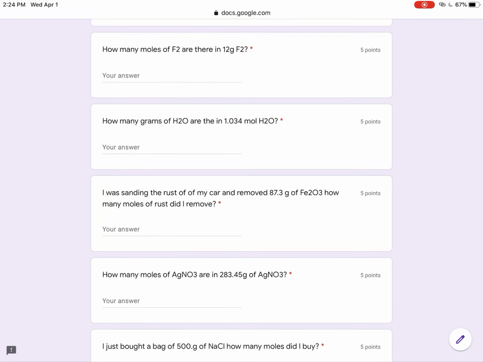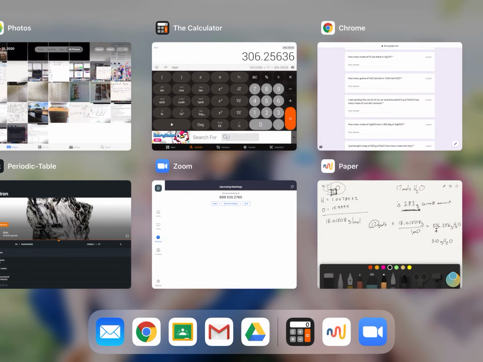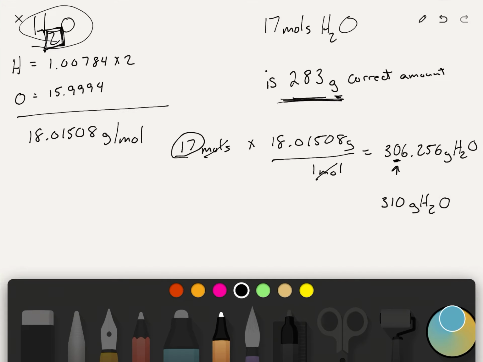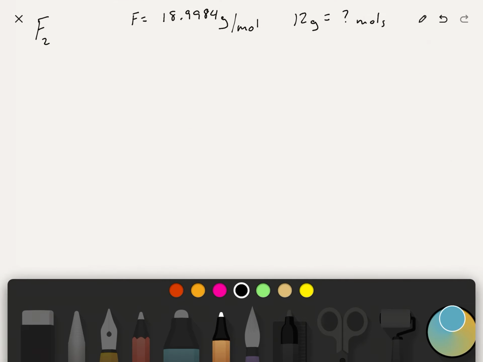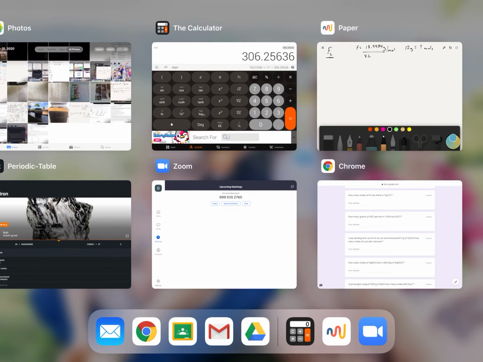The next question we're going to look at is question 2 here on the form. How many moles of F2 are there in 12 grams of F2? Okay, so again, I've already looked up the molar mass of fluorine. A common mistake here is people would say that the molar mass of fluorine is the molar mass of F2. It is not. It's a single monatomic fluorine.